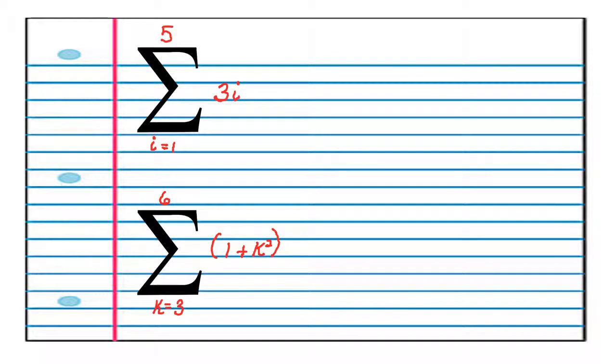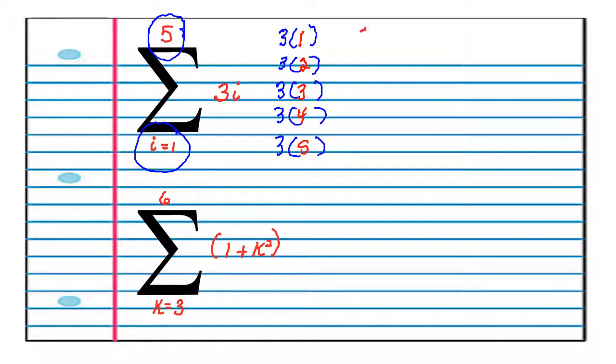So let's try a couple. The first one tells us that we're going to work up to the 5th term, and we're going to start with the first one. So I do a bit of an assembly line here: 3, 3, 3, and the 3. Now we're going to plug things in. It says start with the first term and work up to 5: 1, 2, 3, 4, and 5. Which is going to give us 3, 6, 9, 12, 15. We're going to add those together. So 9 and 9 is 18. 18 and 12 is 30. Forgot my 15 there. 30 plus 15 is 45. So it equals 45.